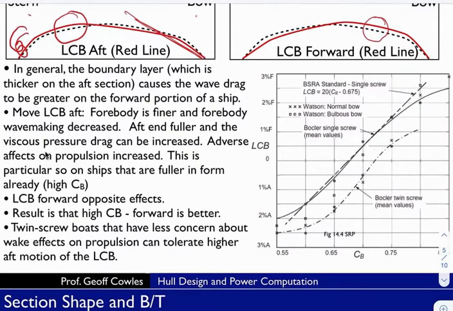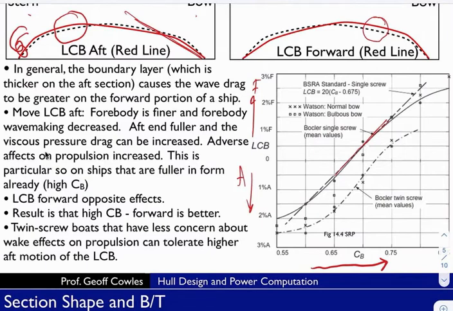The result is that at high block coefficients, forward is better. And this is shown in this diagram here. We'll start with this solid line here, which pertains to single screw propulsion or single propeller boats. You can see here, this is forward optimal LCB and aft optimal LCB. And when you go to higher block coefficients, you're better off with a forward location of your longitudinal location of the center of buoyancy. At lower block coefficients, you're better off with an aft location.